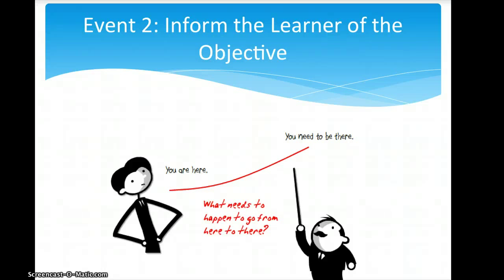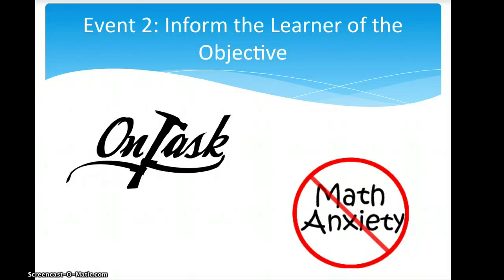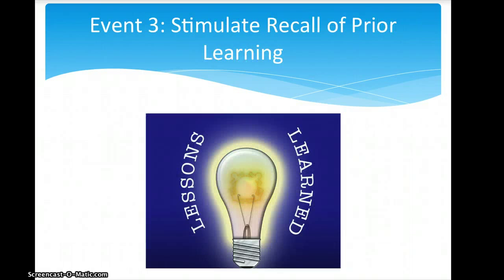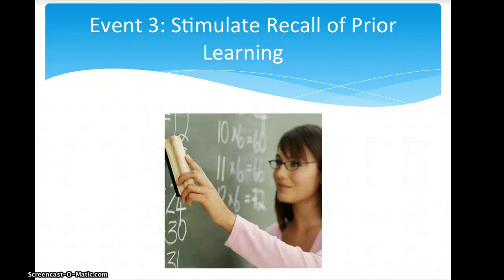Now, event 2 is to inform the learner of the objective. The simple task of communicating the desired learning objective may be what keeps students on task, while also guiding the teacher to stay on target as well. When learners know what is expected of them, it helps reduce learner anxiety, informing each of the goals to be achieved. Now, event 3 is to stimulate recall of prior learning. Stimulating recall of pre-existing information or required prerequisites can be as simple as reviewing what was discussed during the previous class meeting.